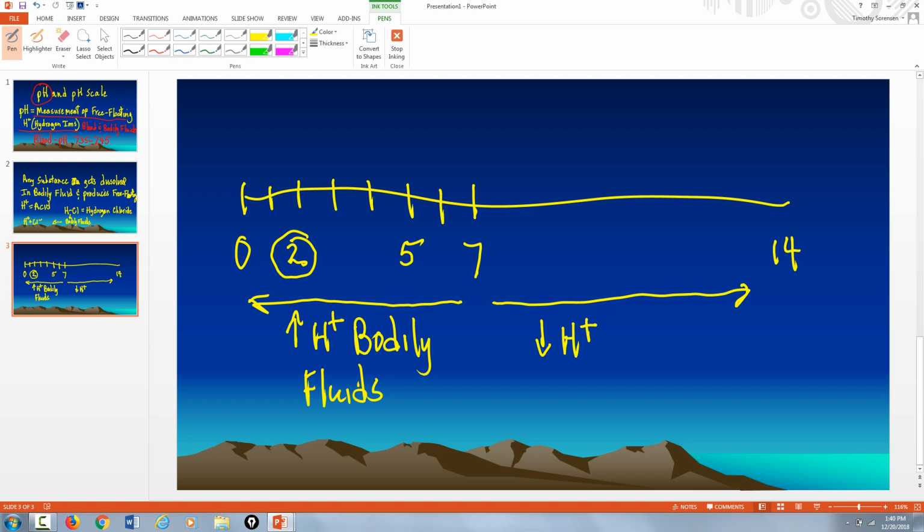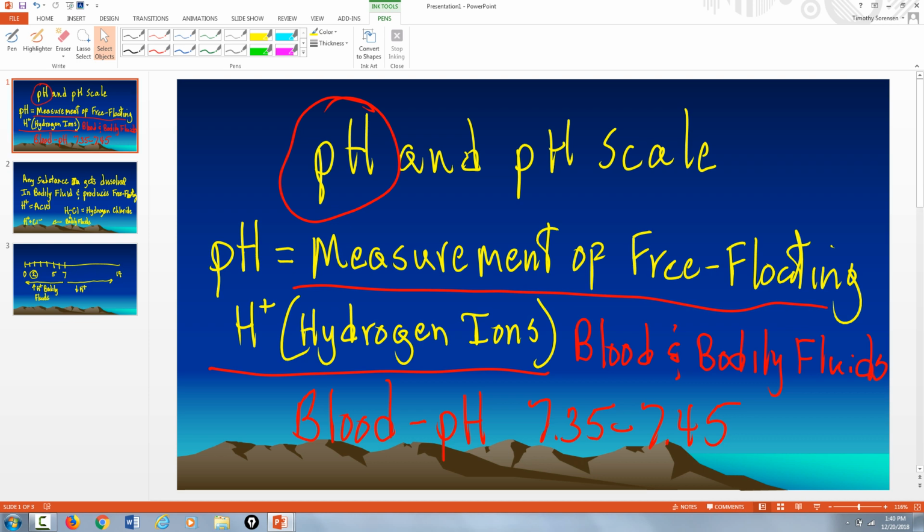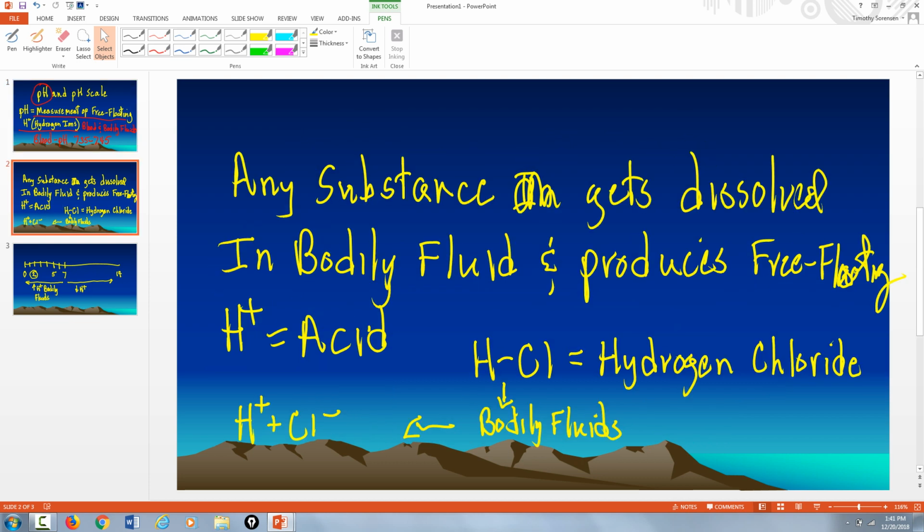So what's the idea here? pH is a measurement of free-floating hydrogen ions in the blood and bodily fluids. The pH of the blood has to be maintained between 7.35 and 7.45. I'll explain that in a little bit. What's the definition of an acid? Any substance that gets dissolved in bodily fluids and produces free-floating hydrogen ions equals an acid. One of the examples I gave you is hydrochloric acid.